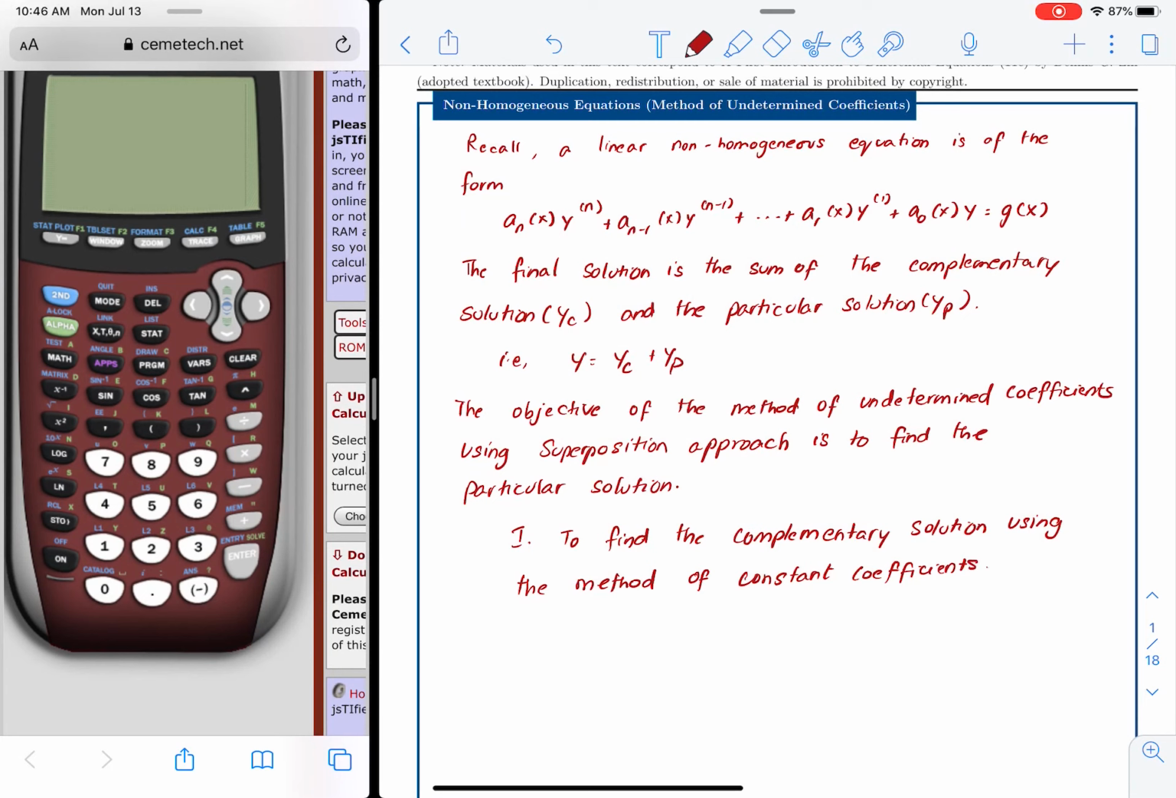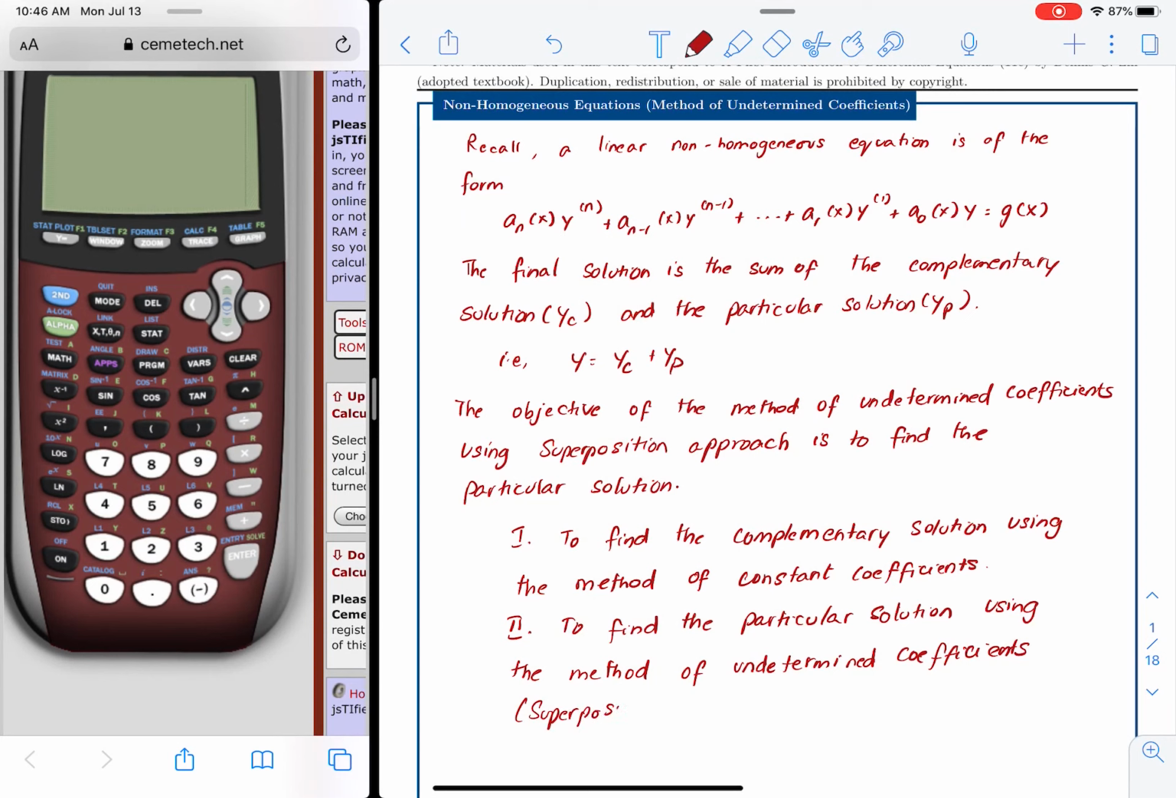Once we find the complementary solution, the second step is to find the particular solution using the method of undetermined coefficients. Specifically speaking, in this case, we are going to use the superposition approach.